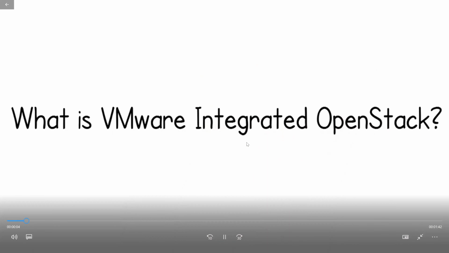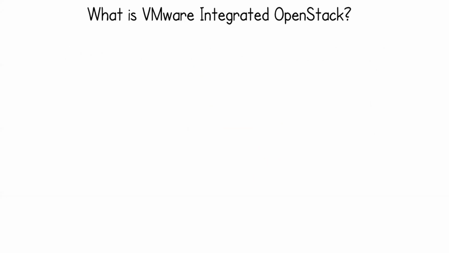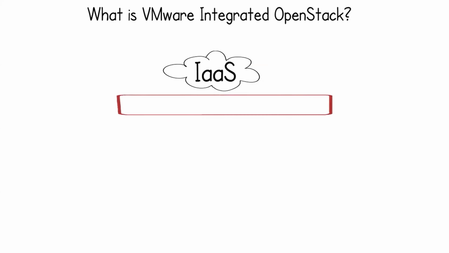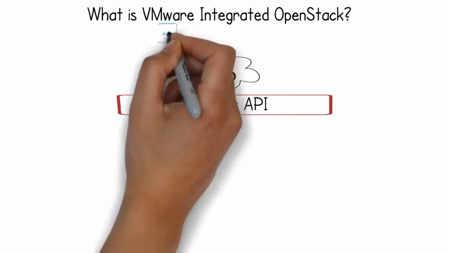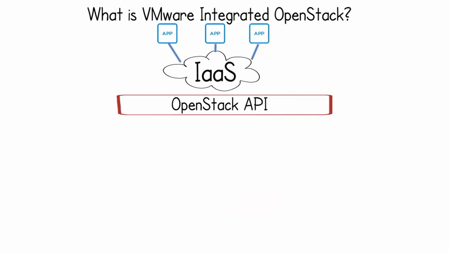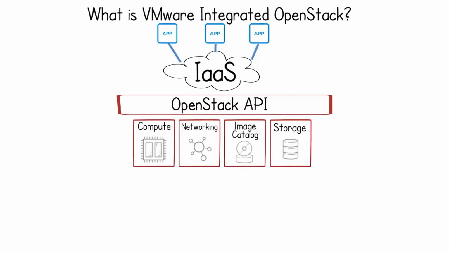What is VMware Integrated OpenStack? Before answering that question, let us take a look at OpenStack. OpenStack is an open source framework for delivering cloud-based IaaS. OpenStack provides applications with API access to cloud services. It is best suited for cloud-native applications that are specifically designed for cloud computing environments, as opposed to applications that are simply being migrated to the cloud. As a cloud operating system, OpenStack controls large pools of compute, networking, image, storage, and other resources throughout a data center. The OpenStack APIs simplify the consumption of virtual infrastructure technologies.